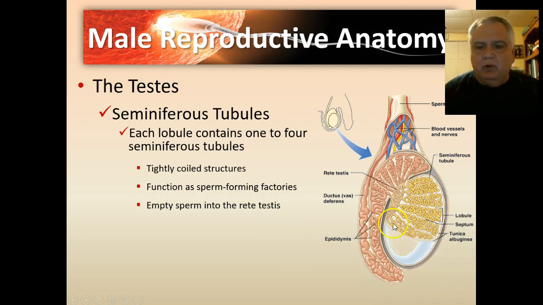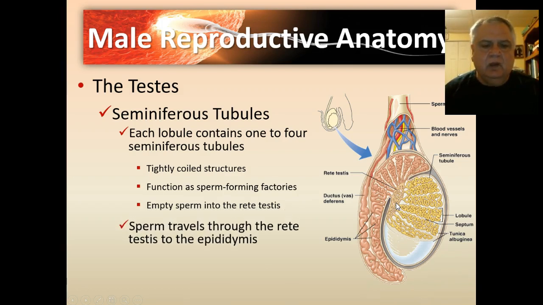Once the sperm form in these tubules, they will be passed out to this beige structure, which is referred to as the rete testis. Once the sperm move into the rete, their next location is going to be the epididymis. So they're going to move from the rete to this comma-shaped structure associated with the testicle called the epididymis.